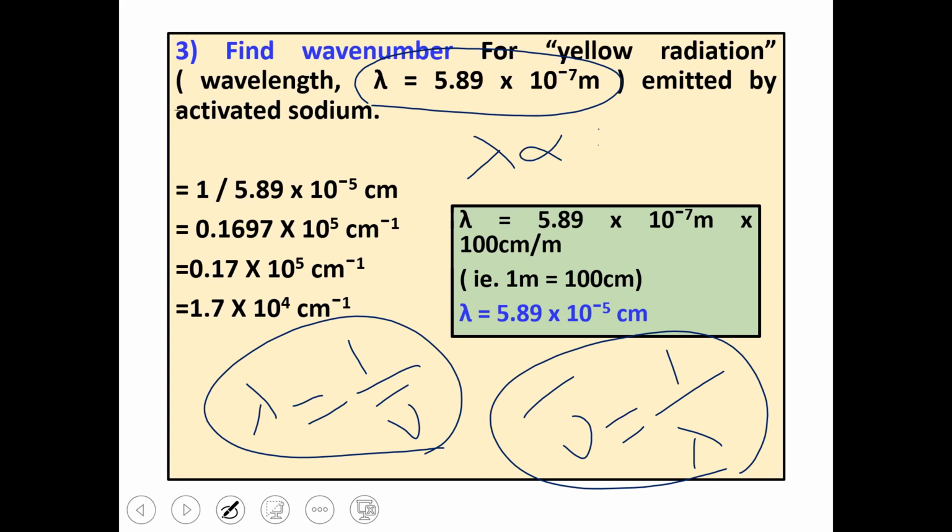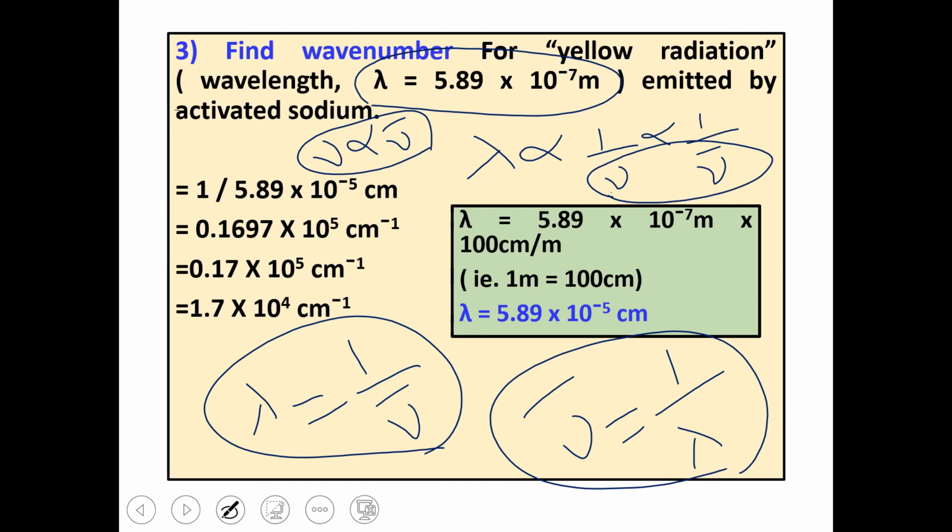Lambda is inversely proportional to frequency, as well as inversely proportional to wave number. But wave number and wave frequency are directly proportional to each other, and they are inversely proportional to lambda. So this is the basic fundamentals you should know.